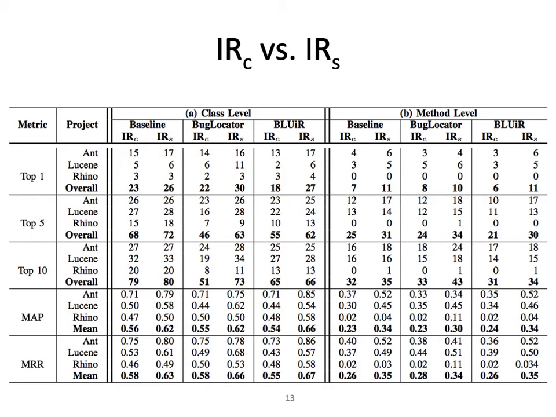We also compared IRC and IRS. Since slicing information only includes a subset of the information included by coverage, we anticipated it to improve the IR-based results more significantly than IRC. And as expected, we observed that slicing was more helpful than coverage in improving IR-based techniques.